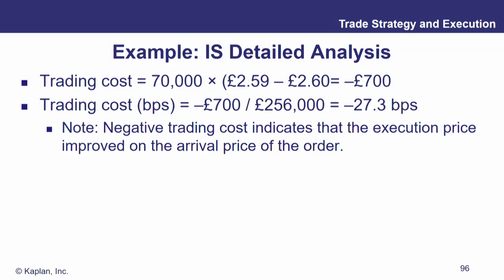So again, this becomes very easy once you properly label and you know the formulas. You just practice, it becomes repetition. You don't even think about it. You almost become an implementation shortfall machine. Oh, it turns out computers can actually do this too. Just letting you know. Okay, so again, this negative trading cost indicates that the actual execution price improved on the arrival price of the order.